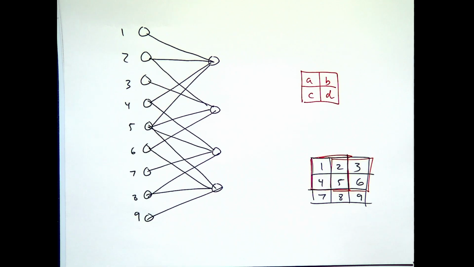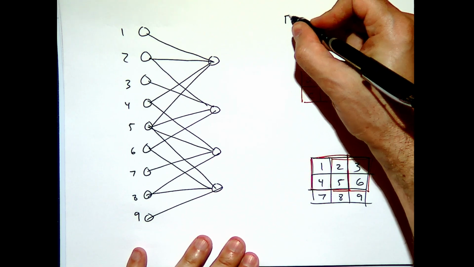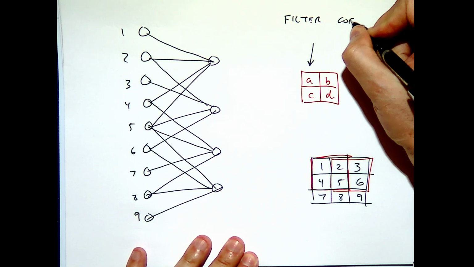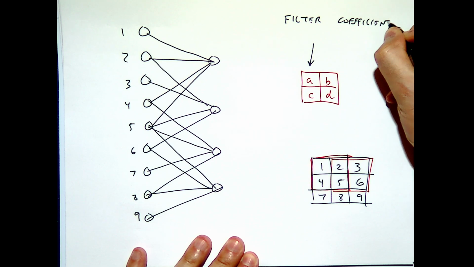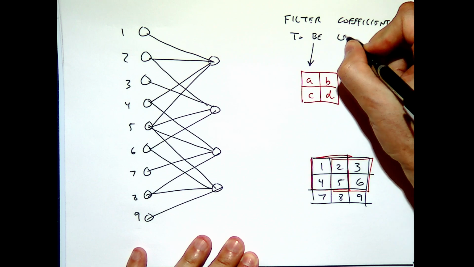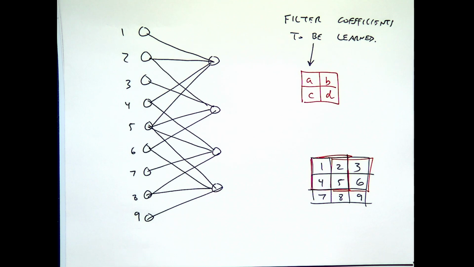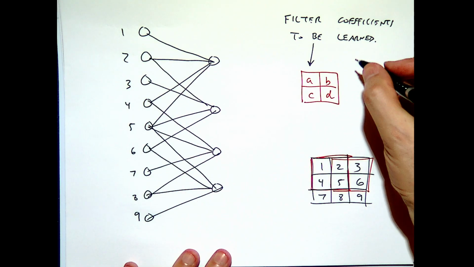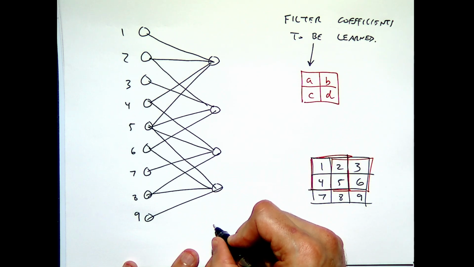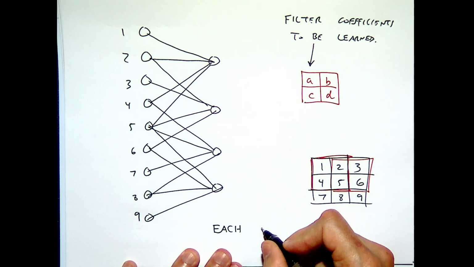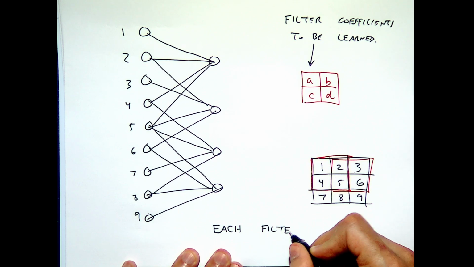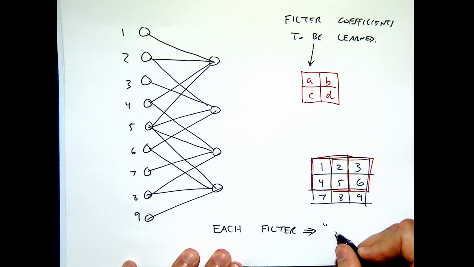Even though there are 16 lines in this diagram, there are really only 4 unique numbers, because I'm applying the same filter at each of these positions, right? And these are filter coefficients to be learned by the network. And I apply those uniformly to everything in here, right? Now, I can learn a bunch of these filters in parallel. So each filter in neural network parlance is called a channel.